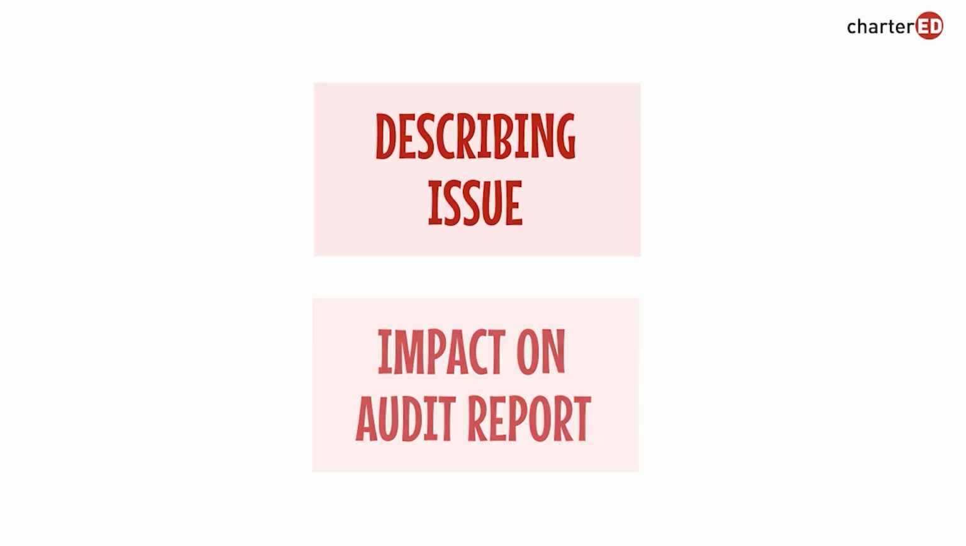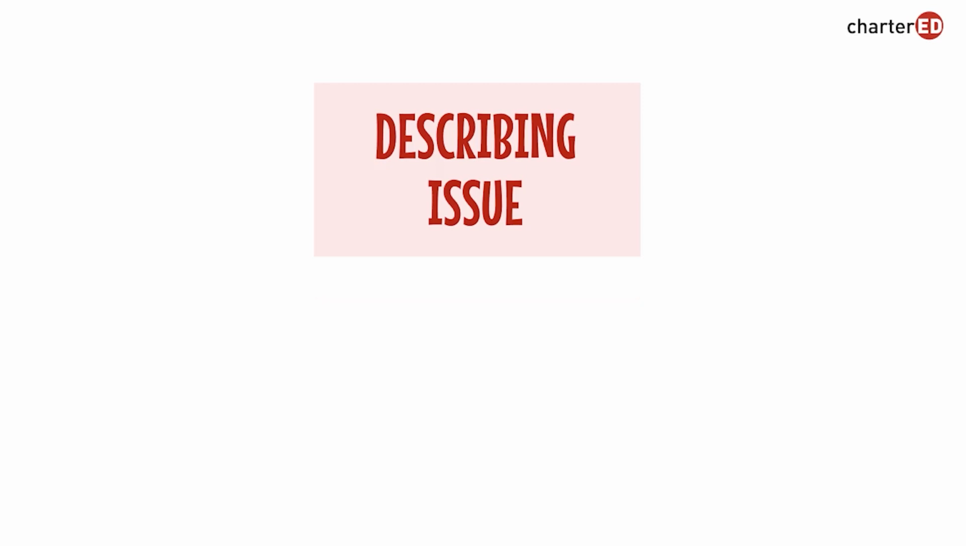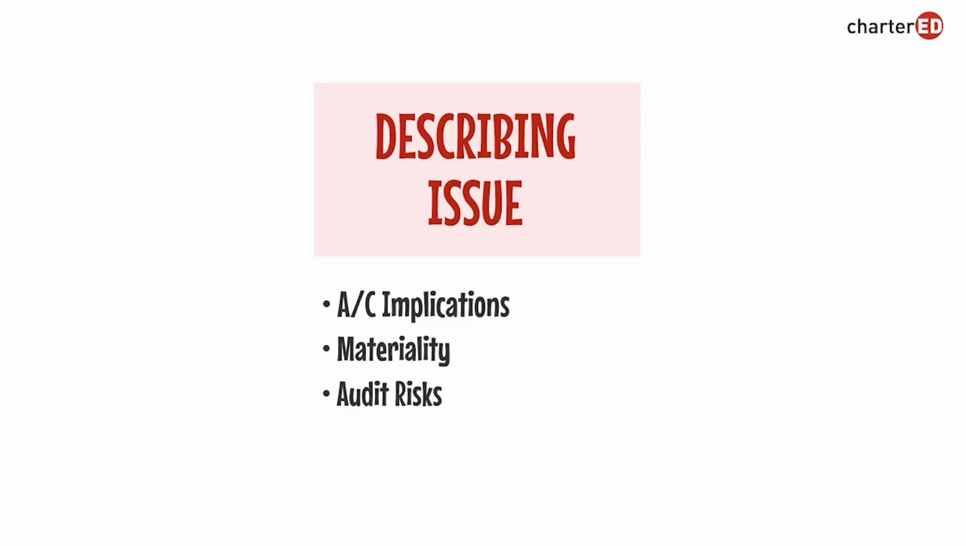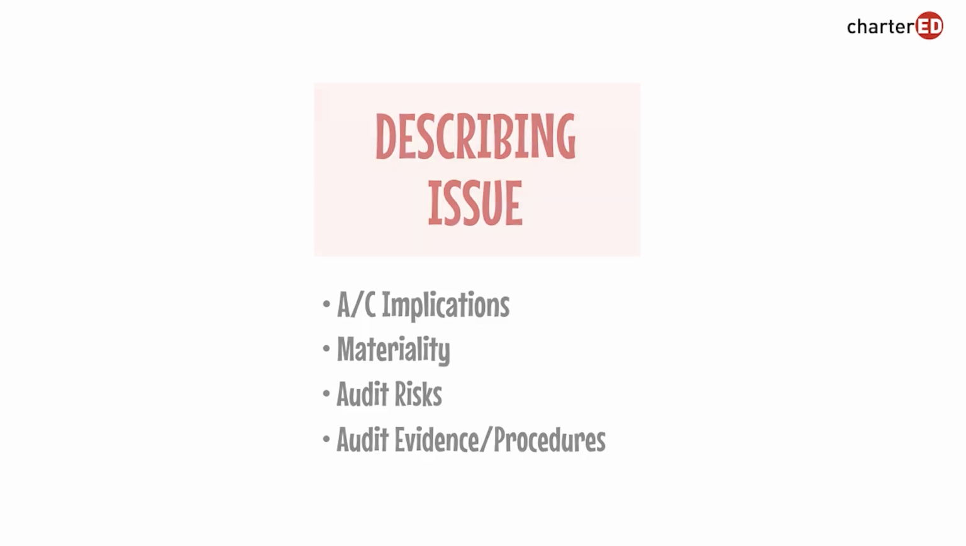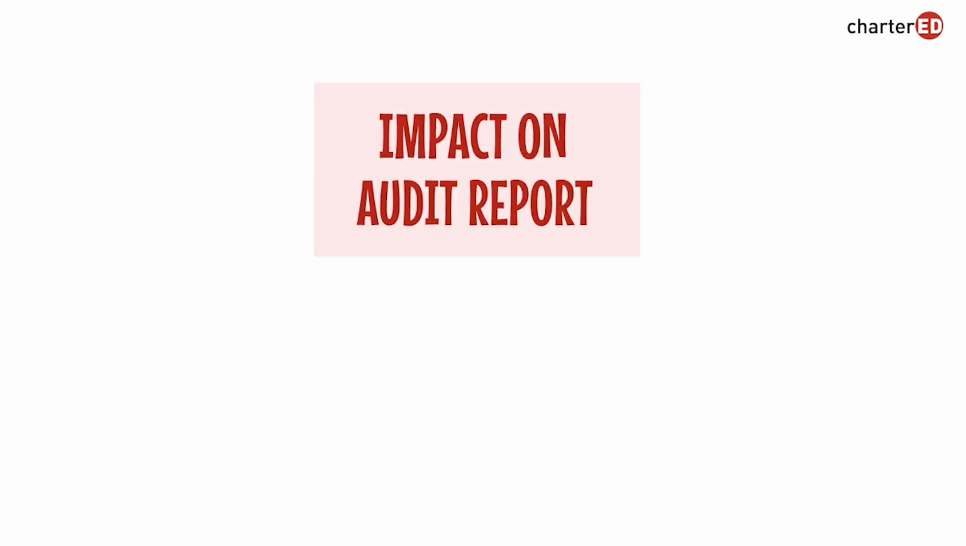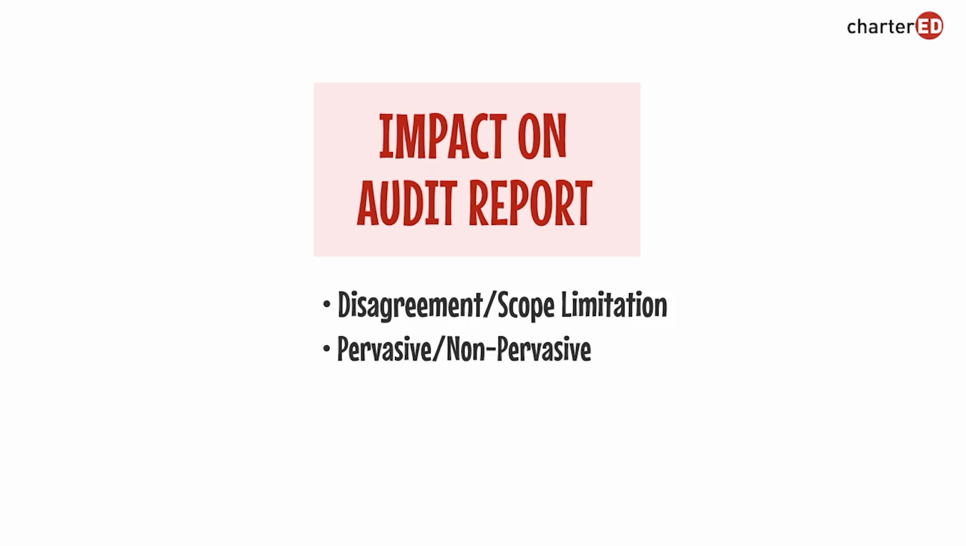Remember this handy framework? When the exam question describes an issue, students could talk about accounting implications arising from the issue, the materiality of the issue, if there are any audit risks involved, as well as the audit evidence and procedures that they can use to substantiate the issue. When it comes to the impact of the issues on the audit report, students must first identify whether it's a disagreement or scope limitation. If the matter is pervasive or non-pervasive, what should the audit opinion be on it? Do any additional communications need to be included?